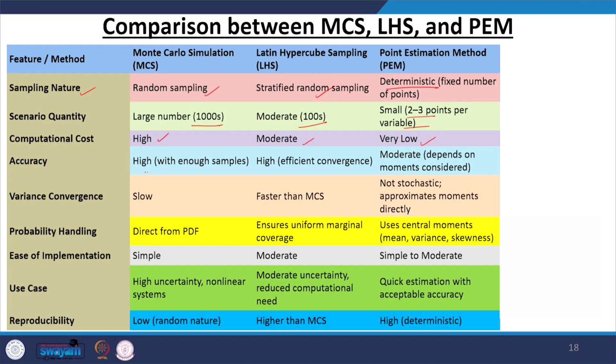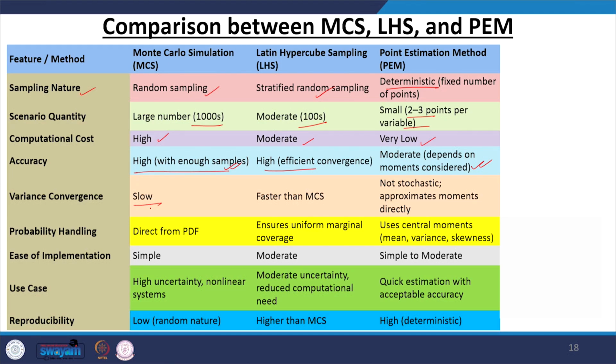However, the accuracy is very high for Monte Carlo simulation, because rather than concentrating on intervals for multiple events, you are taking the entire randomness. If you do that, then obviously you are closer to the accurate result. So that will give you higher accuracy. Monte Carlo simulation always gives you higher accuracy. Similarly, Latin hypercube also gives good accuracy, but it is lesser compared to Monte Carlo simulation, and you will get moderate accuracy for the point estimation method.